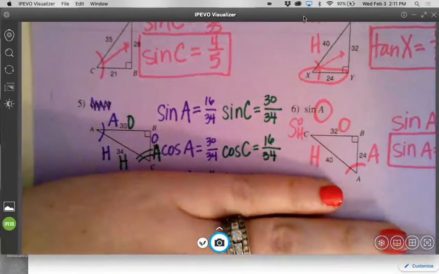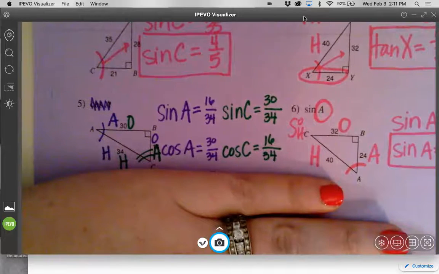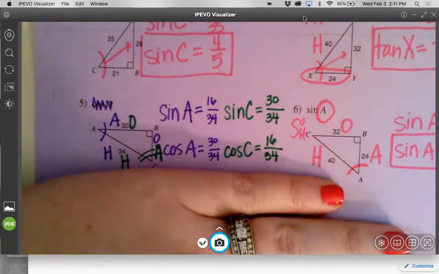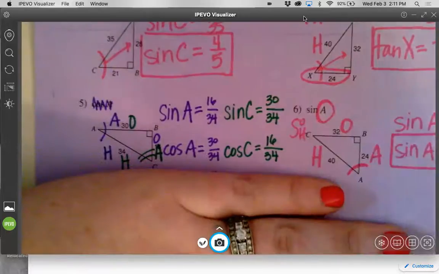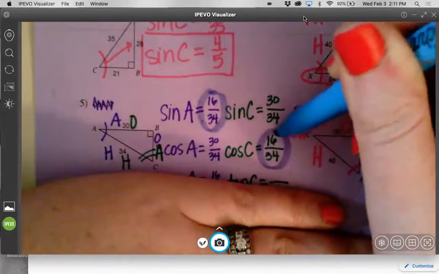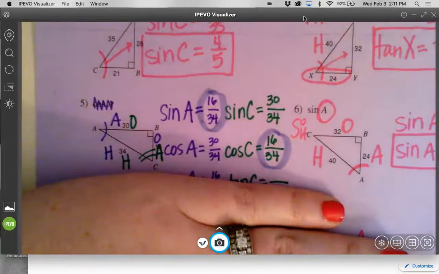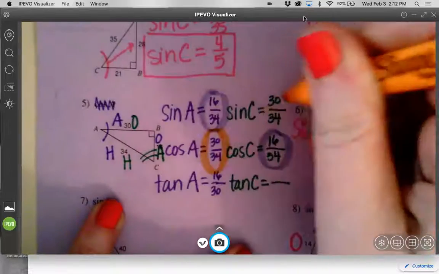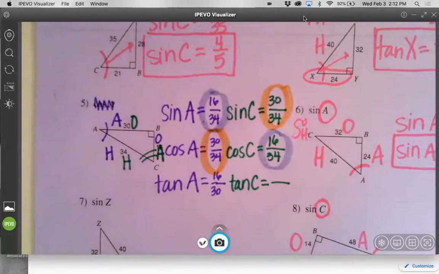Looking just at those top two lines, what pattern do you see? You could describe it that way. You flip the numerator, the two top numbers. So the sine of A and the cosine of C match. They're the same exact thing. And the cosine of A matches the sine of C. Those two match. That will always be the case, 100% of the time.